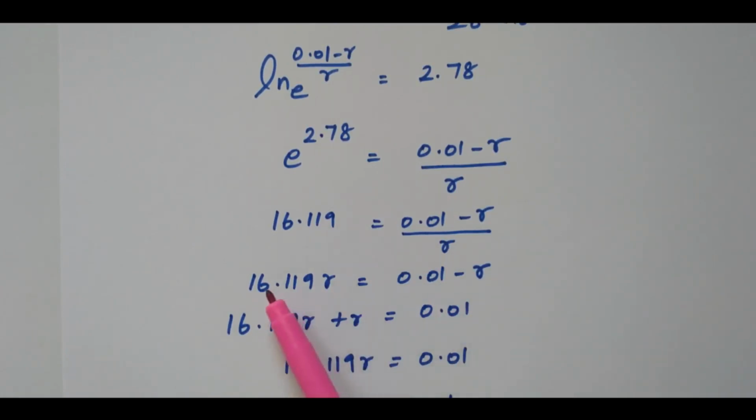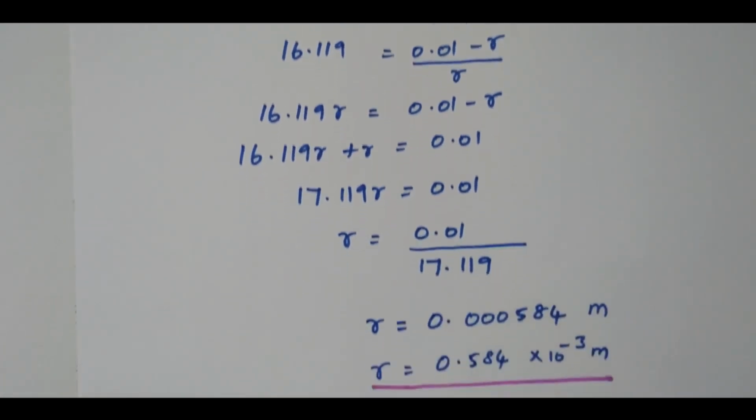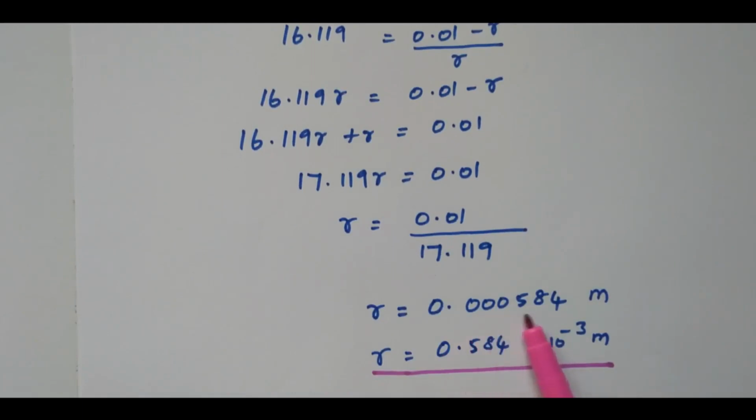Bring this minus R to the left hand side, so that 16.119 R plus R equal to 0.01. So 17.119 R equal to 0.01, so that R equal to 0.01 divided by 17.119. By simplifying this, we got 0.00584 meter. That can be written as 0.584 into 10 to the power minus 3 meter. So for epsilon R equal to 2, the size of the conductor is 0.584 into 10 to the power minus 3 meter.